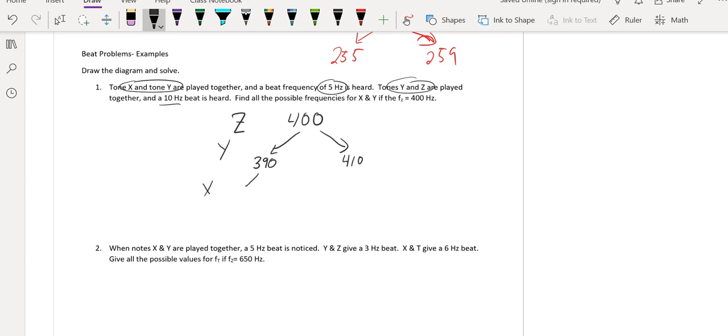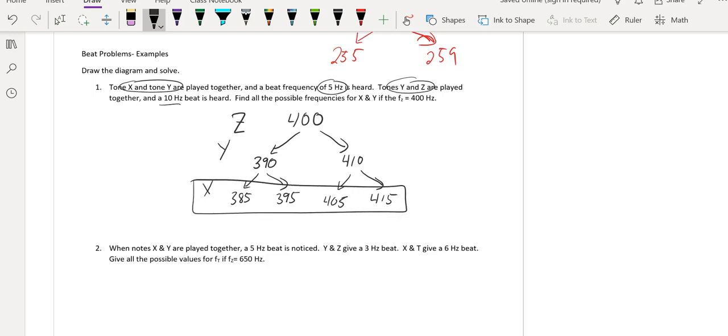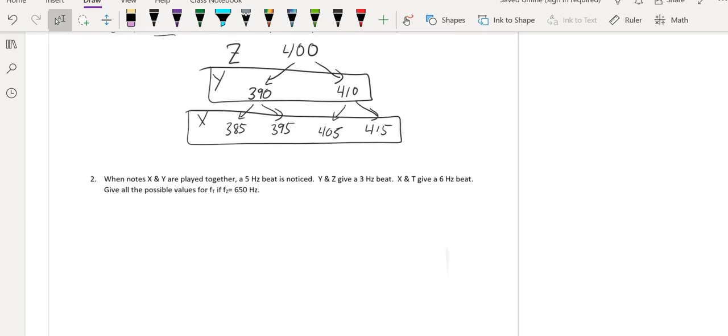So we come here, we can say, oh, that would be either 385, 395, plus or minus 5 on here would be 405 or 415. So all the possible frequencies for X and Y, there are 4 different frequencies we could get for X, and there are 2 different frequencies we could get for Y. That's all you got to do.